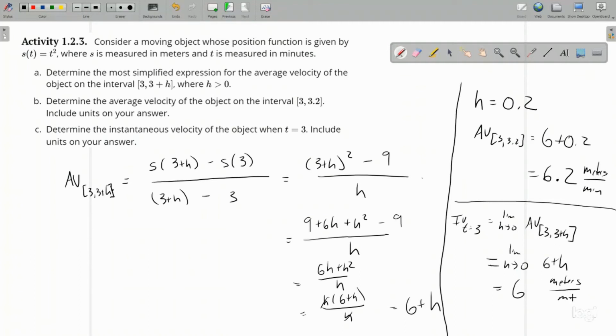meters per minute. All right, so this exercise is really just the algebra up front, and then thinking through the meaning of h. Remember, h is the step size, the size of the time gap from when we start to when we end, and so in this case we pick it to be a particular value. And then instantaneous velocity is what happens when you take the limit as h goes to 0.